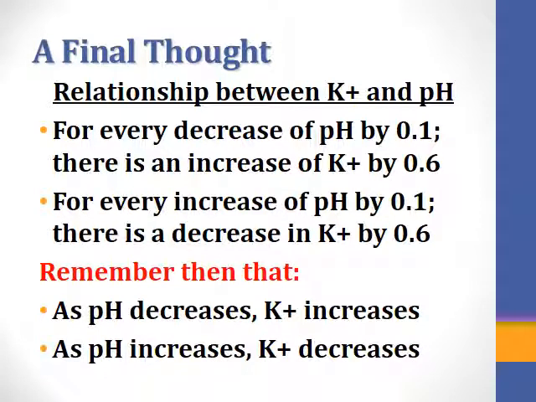And one final thought that you want to think about, you always want to monitor your electrolytes and your lab levels. The relationship between potassium and your pH. For every decrease of pH by 0.1, there will be an increase of potassium by 0.6. And just the opposite, for every increase of your pH by 0.1, there will be a decrease in your potassium of 0.6. So always remember that as your pH decreases, then your potassium will go up, and as your pH increases, your potassium will go down.